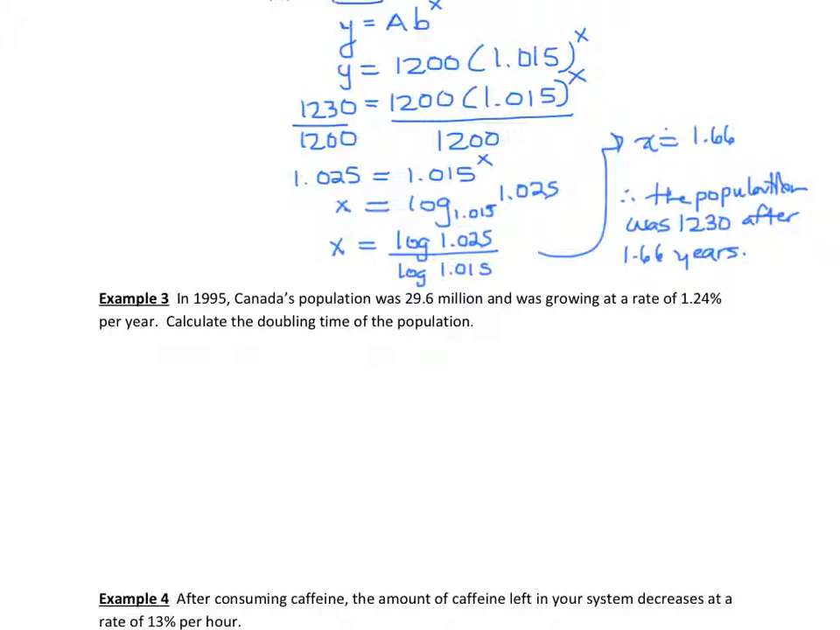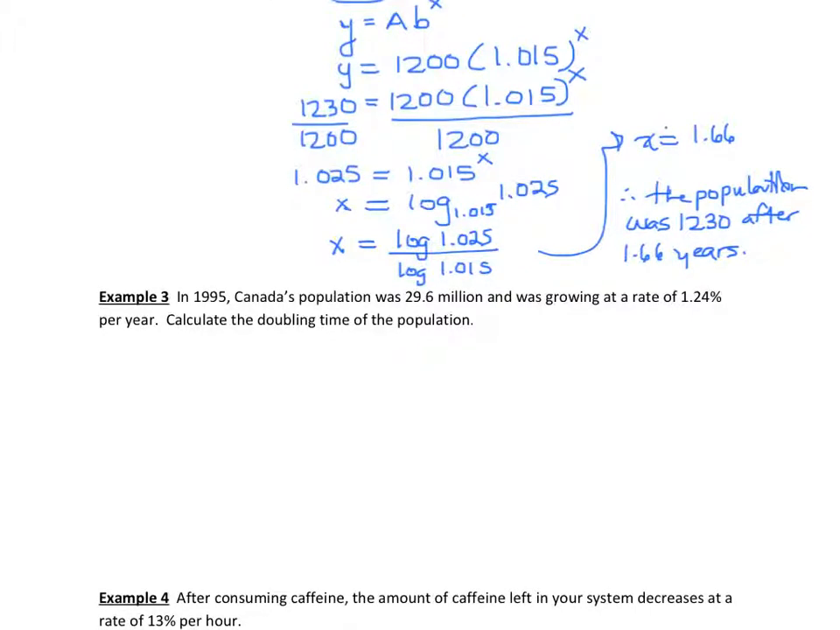Calculate the doubling time. Now the doubling time is the length of time it would take for the population to double, just as it sounds. So let's think here. In our formula, y equals a b to the x. This is another exponential growth example. So our population initially was 29.6. In brackets, we'll write million, just so we remember that we need to use millions on both sides for both values, in other words.